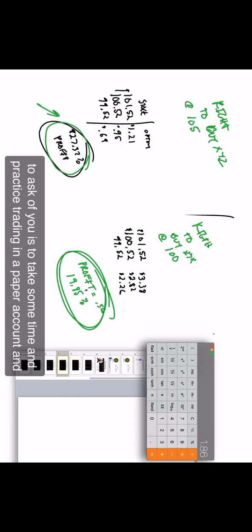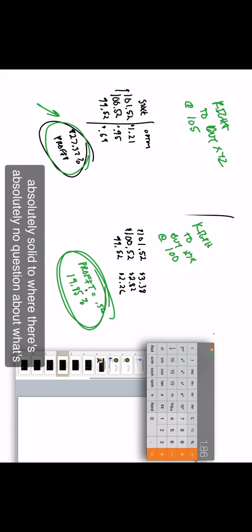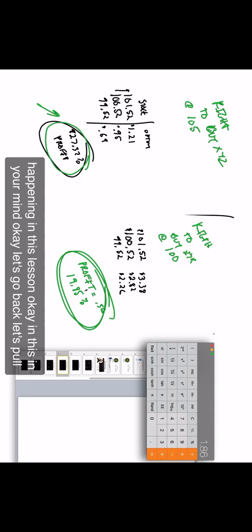But what I'm going to ask of you is to take some time and practice trading in a paper account and watching the delta, just the delta component, as time goes on and as the stock moves. So you gain some experience with delta, get it absolutely solid to where there's absolutely no question in your mind about what's happening in this lesson, okay?